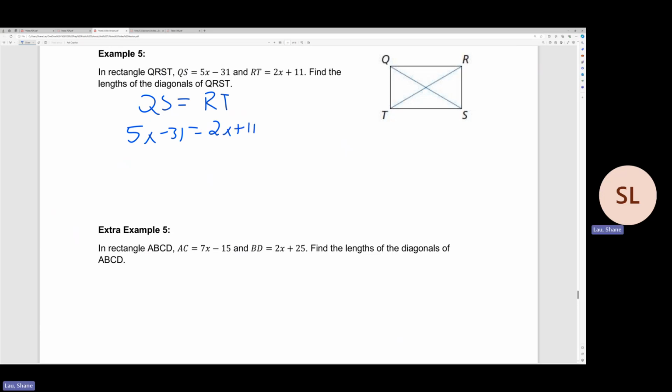We'll move all the x's to the left side because I like having a positive x value, and then we'll move all the numbers to the right side. So minus 2x plus 31 on both sides. Make sure you get it right under everything. This is how I do it. If you do it in 2 steps, that's perfectly fine. I do it in 1 step. It's easier for me. So I get 3x on the left-hand side, and 11 plus 31 is going to be 42. Divide by 3 on both sides. You should get an answer of x equals 14.